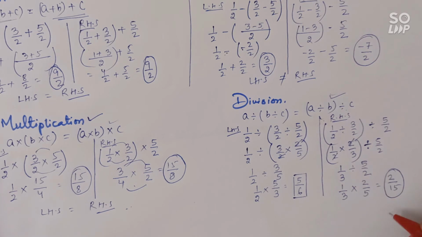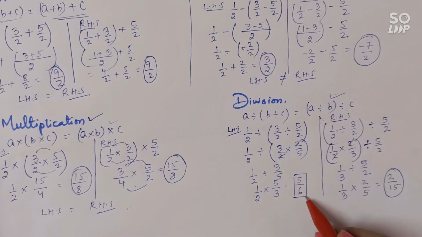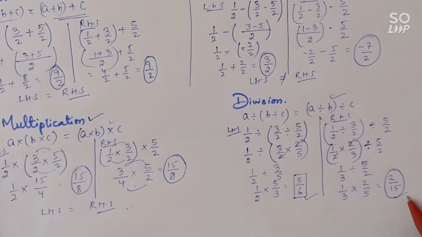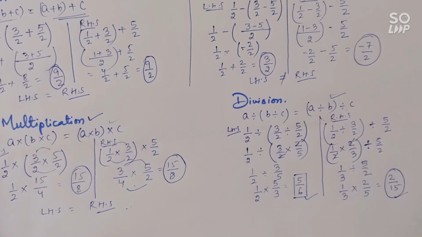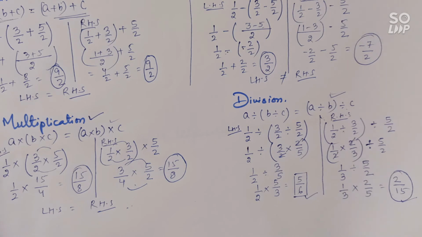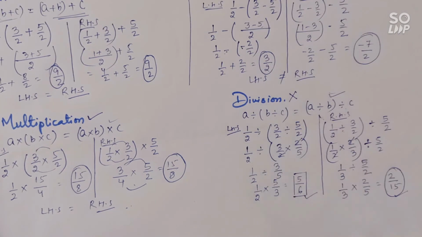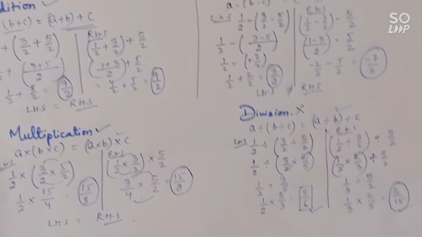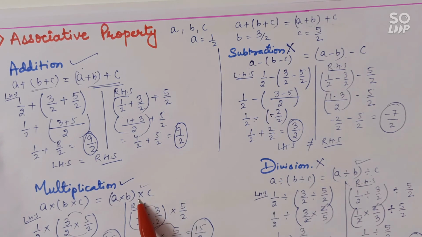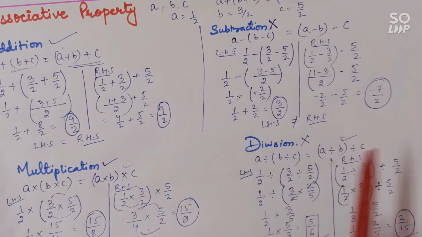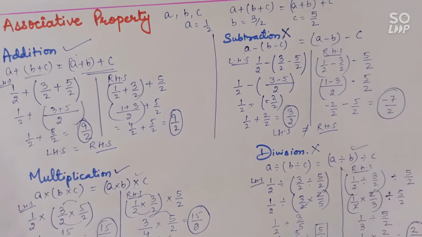So the result is not the same over here. It's again different. It is 5 by 6 over here. It is 2 by 15 over here. So it doesn't hold for division of rational numbers also. So associative property holds only for addition and multiplication. It doesn't hold for subtraction and division. Okay, we have seen by example. I hope it is clear to you all.